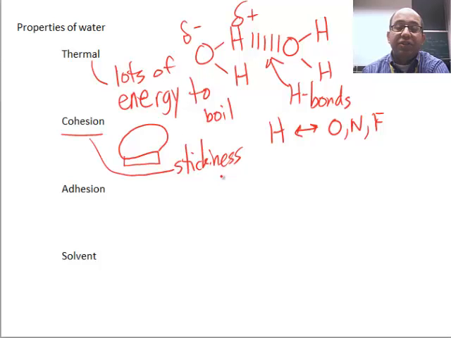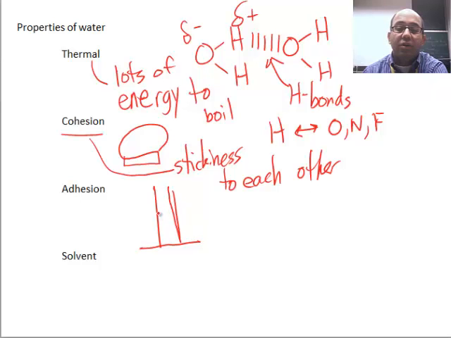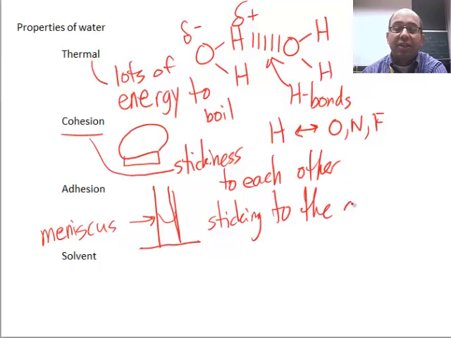Here, for cohesion, you should say stickiness to each other. And that's what we saw in the penny. And if you were to use a graduated cylinder and pour water in, you would notice that the water molecules stick to the side, right? That's called the meniscus. The meniscus is the water molecule sticking to the side. So sticking to the container is adhesion.